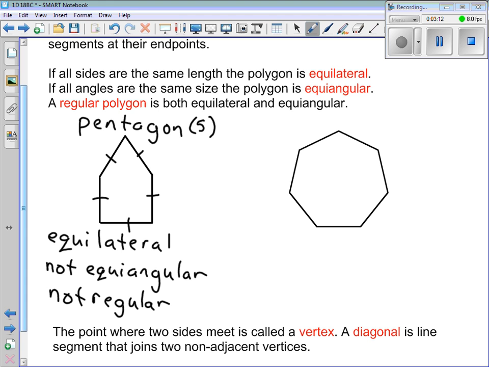All right, let's take a look at the other polygon over here to the right. How many sides does this one have? Let's name it first. 1, 2, 3, 4, 5, 6, 7. 7-sided is called a heptagon. 7 sides. What do you think about this one? Is it equilateral? What do you think, Andrew? Equilateral? Yeah, those look pretty much the same.